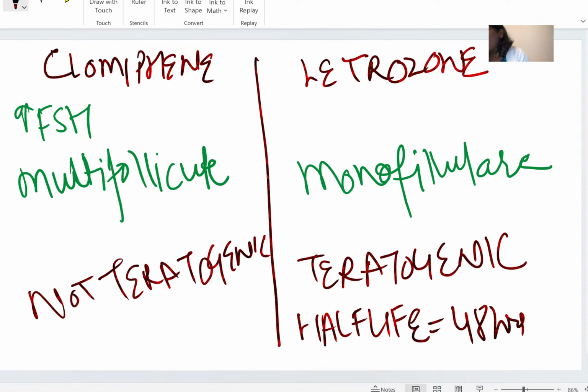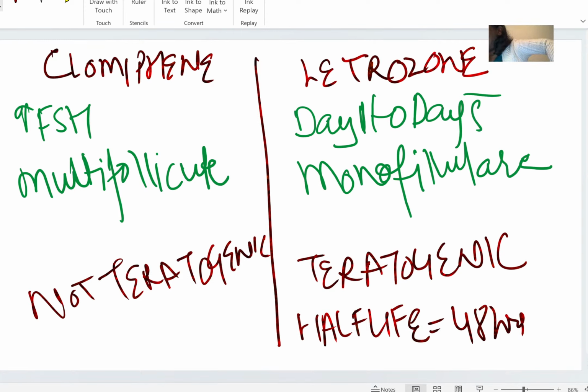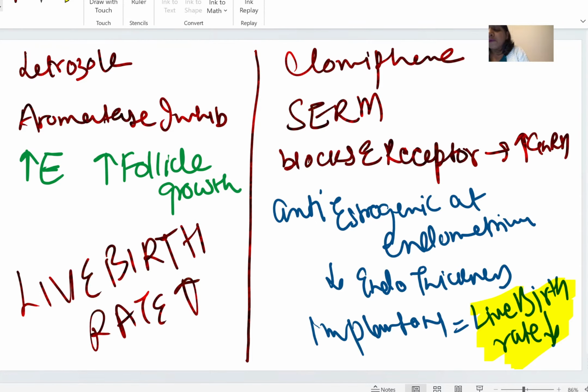48 hours. That was the last INI-SET question. Because you should know that we give both letrozole and clomiphene from day 1 to day 5, and the zygote is formed at day 14. So by that time letrozole is removed from the body. In spite of having all these disadvantages, letrozole is the drug of choice because its live birth rate is very high, and clomiphene is anti-estrogenic on the endometrium and interferes with implantation, so its live birth rate is very low.